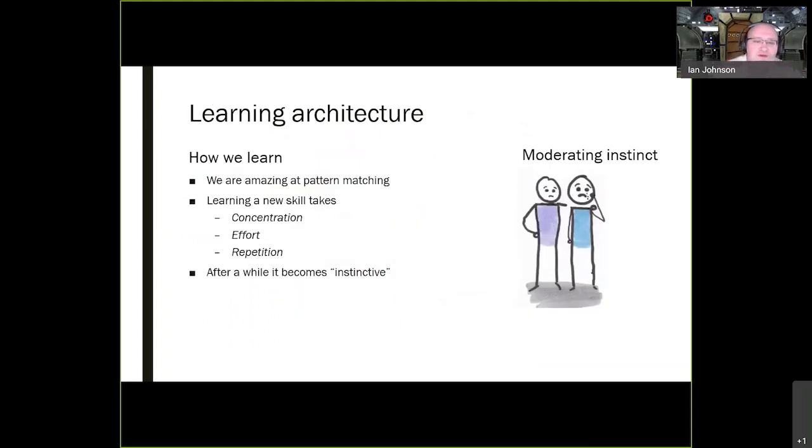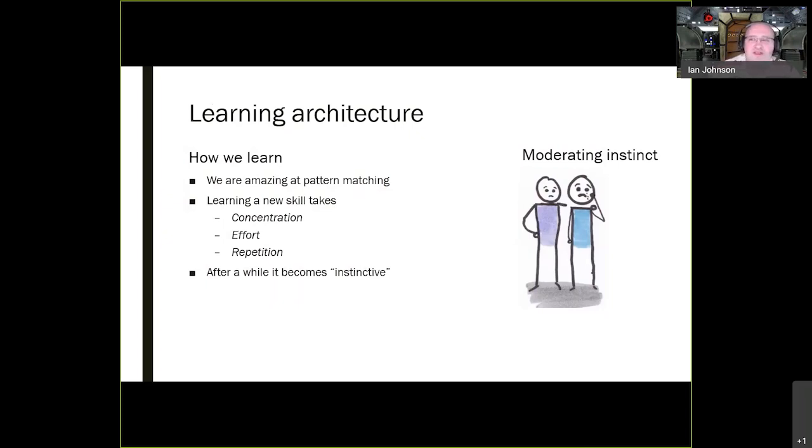So we also learn. We adapt all the time. And what we're seeing is that it's not just our brains that learn, but our body learns. We see that our body, when it fights a virus, learns how to adapt to that virus quicker the next time. But if we focus on how our brains work, we're brilliant at pattern matching. We're amazing at pattern matching.